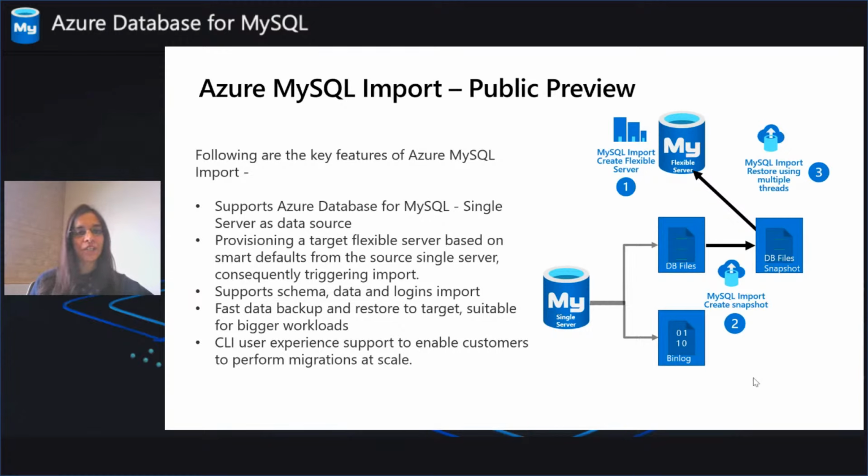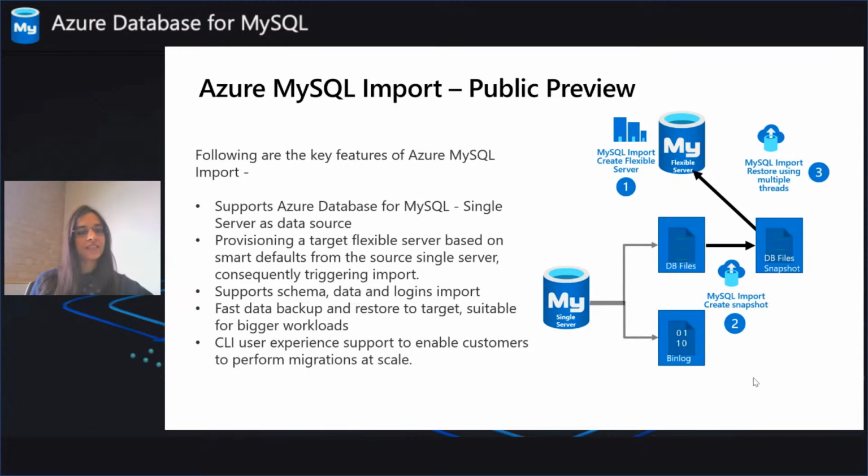It supports your Azure Database for MySQL single server as the data source. It provisions a target flexible server based on the smart defaults from the source single server, consequently triggering an import option. It takes the backup snapshot of your single server, creates the flexible server, as well as restores using multiple threads. It supports schema, data, and logins import. It is a fast data backup and restore to target, and it is suitable for bigger workloads. We'll shortly see what are the restore times that it takes for various workload sizes as well.